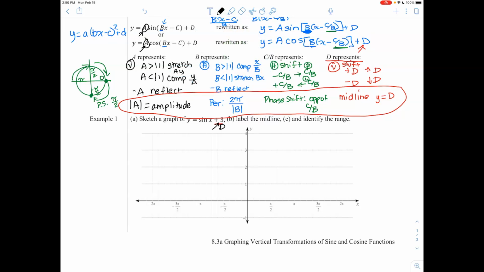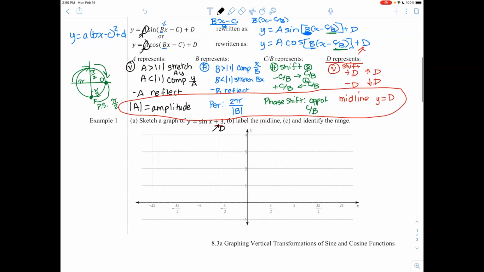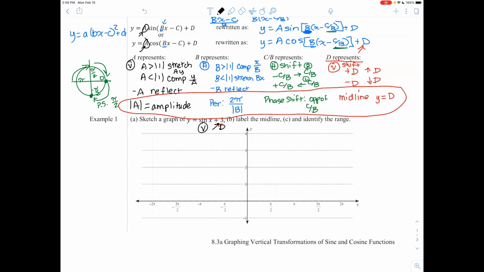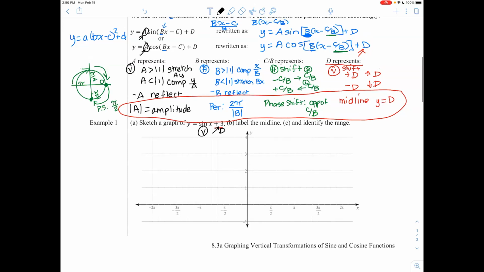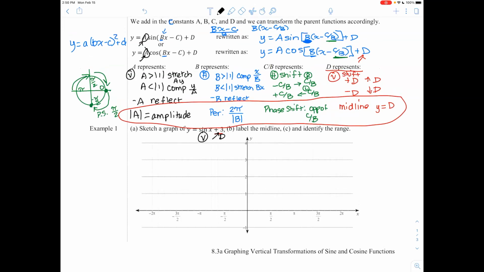It's a plus a number, right? So that's a shift, and since it's not in the parentheses with the x, it's a vertical shift, so you're going to push everything up 3. Label the midline, identify the range. So the first thing I'm going to do is just graph the sine function. So I'm just going to graph the parent function.